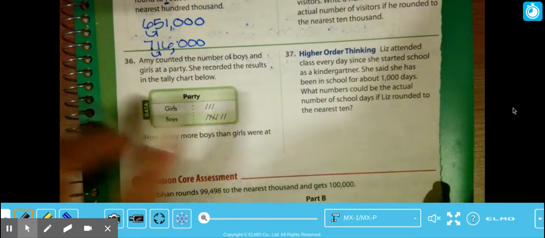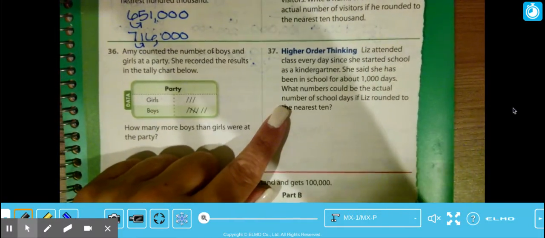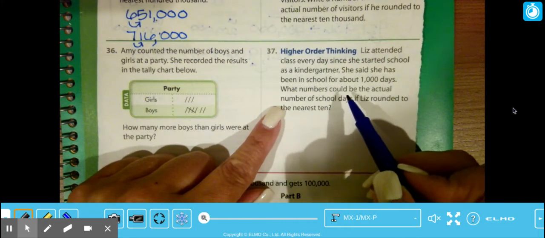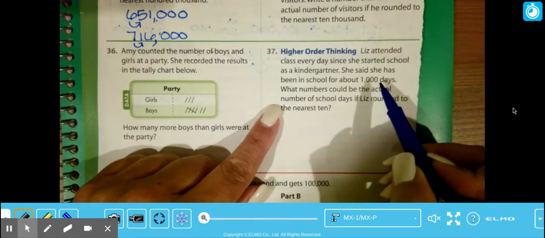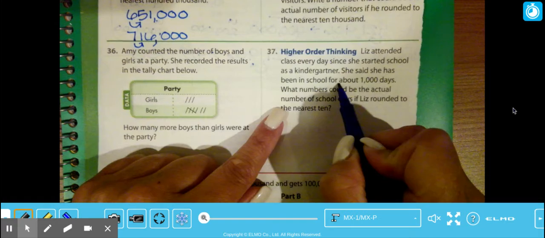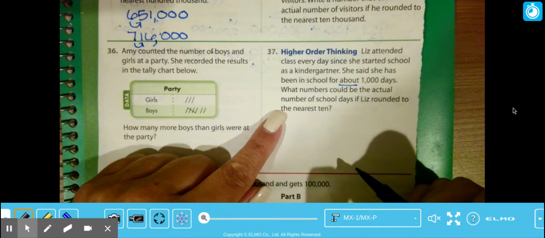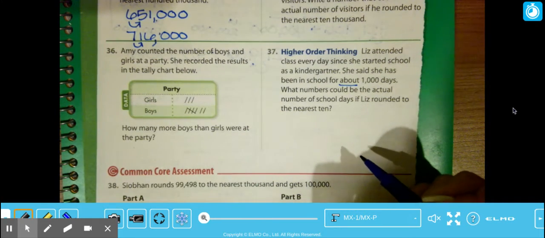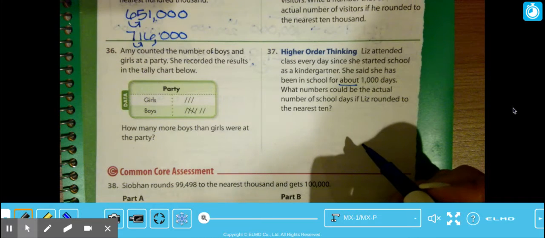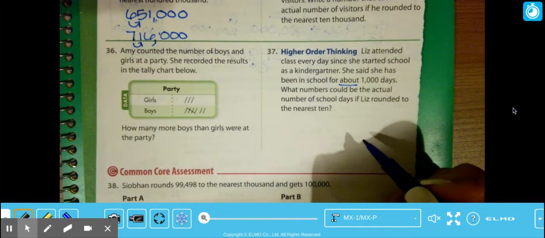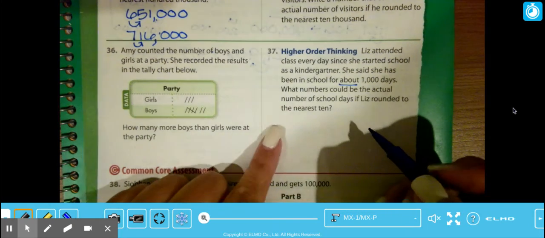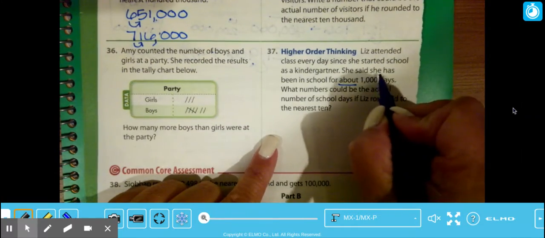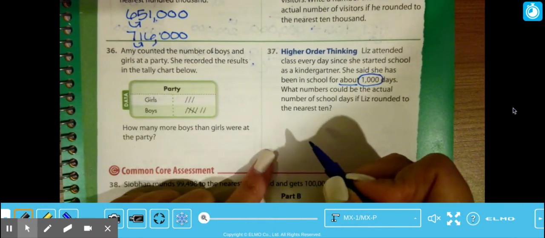All right. Let's take a look at the higher order thinking. I love these questions. Liz attended class every day since she started school as a kindergartner. Good for you, Liz. She said that she has been in school for about, I love that word, 1,000 days. What numbers could be the actual number of school days if Liz rounded to the nearest 10? They really want us to be thinking here of all the possibilities. So if you're rounding to the nearest 10 and we're going to get 1,000 as our final answer, what could I have written?